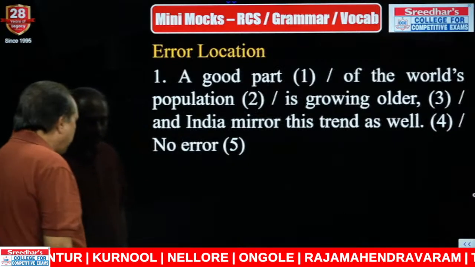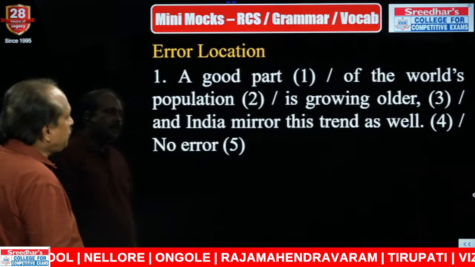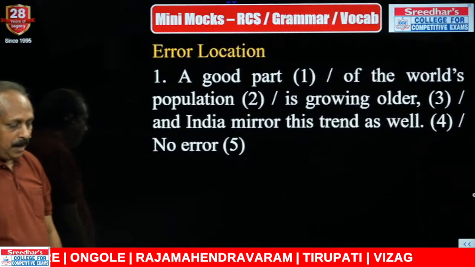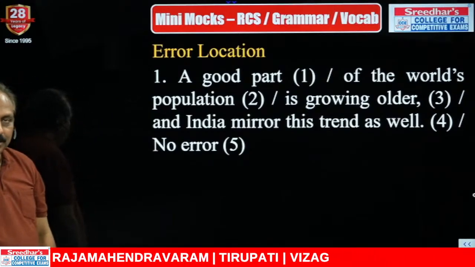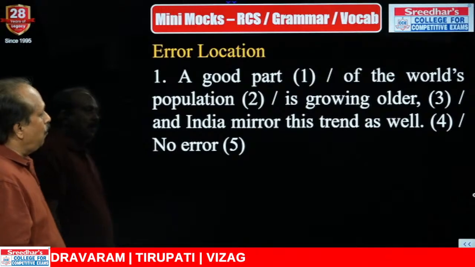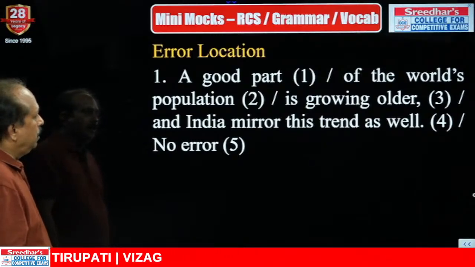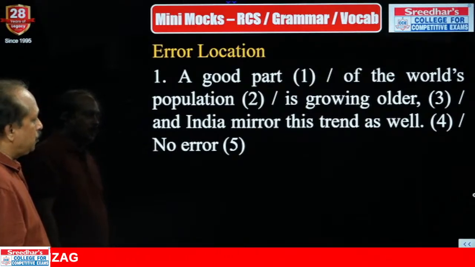Let us go to error location. Read the first one and try to spot the error. Should not be that difficult. A very short sentence, easy to comprehend. A good part of the world's population is growing older, and India mirrored this trend as well.